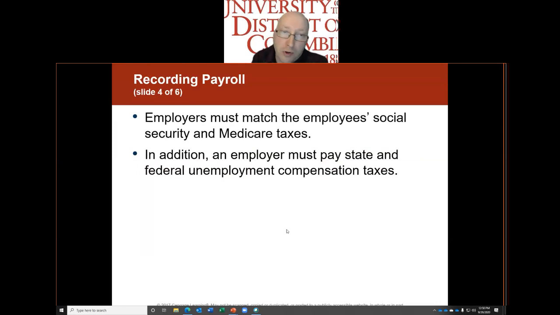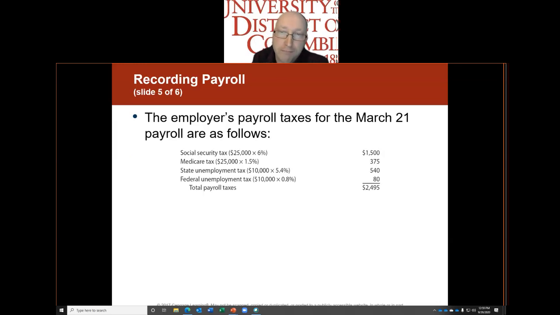Employers must match the employee's Social Security and Medicare taxes. For every dollar that you, the employee, pay into Social Security and Medicare, your employer must match. And in addition to that, your employer also pays into federal and state unemployment. So that's the real primary difference between the employer and the employee: the employer also pays unemployment. The employee does not pay into unemployment.